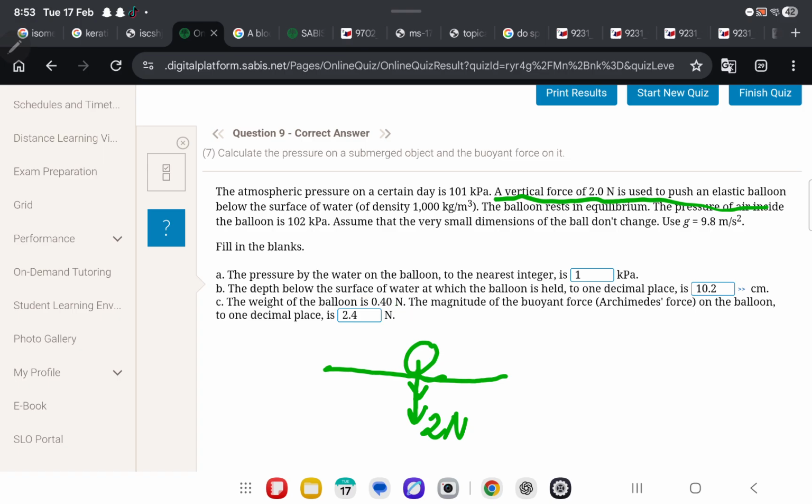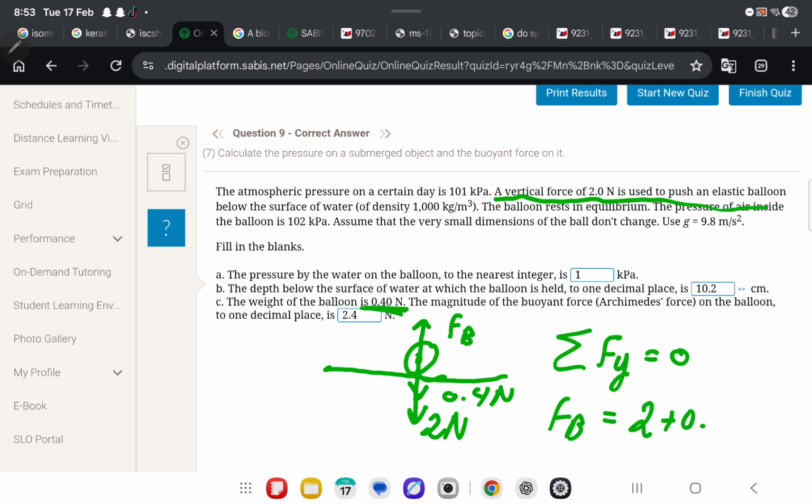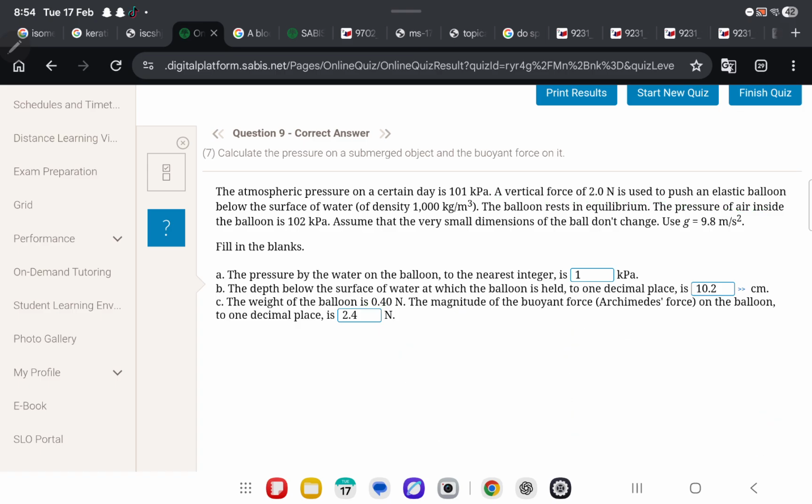So 0.4 newtons. Okay. And now you go up like this because this is the buoyant force. So we're going to write FB. And since it's in equilibrium, you know what that means. Sigma Fy is equal to 0, right? So that means Fb, which is the upwards force, is equal to the downwards force, 2 plus 0.4, which is how much? 2.4. Done.